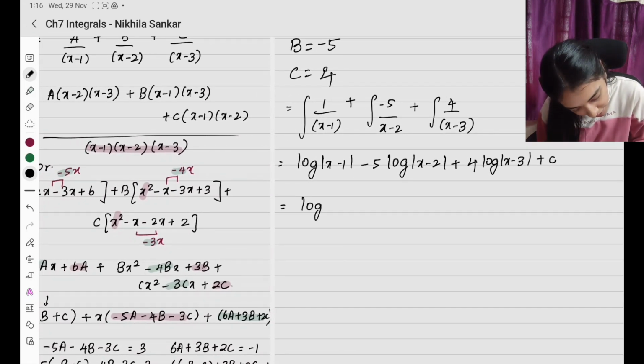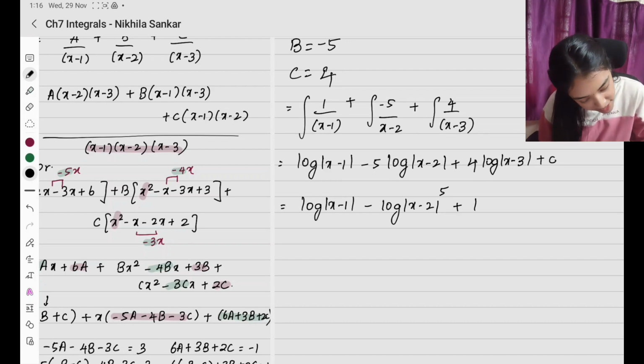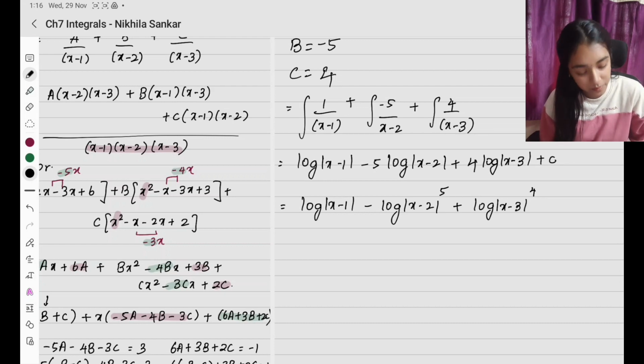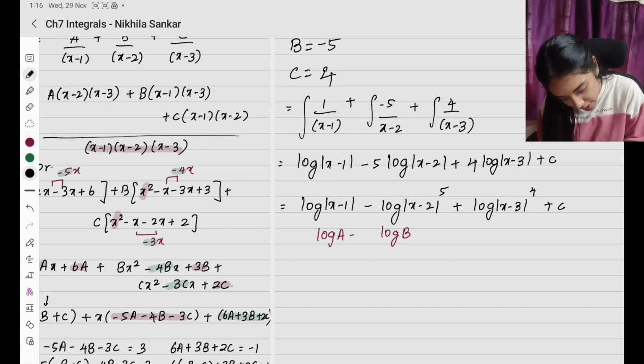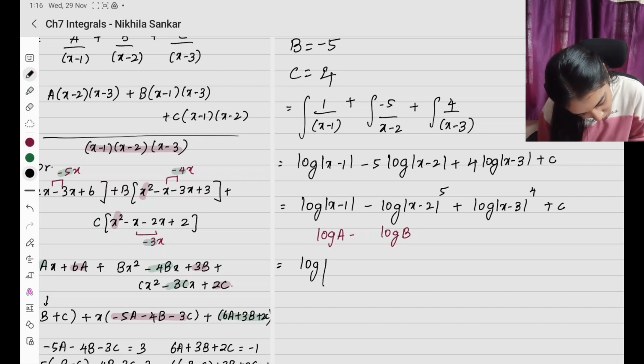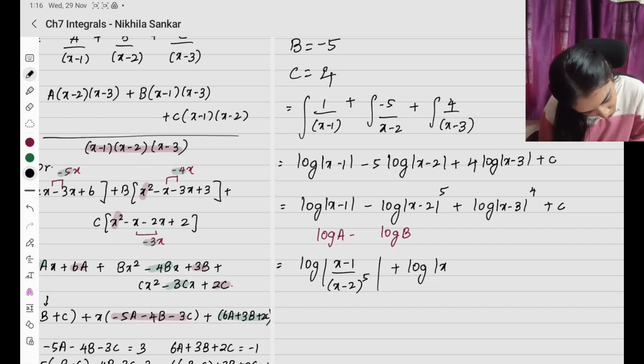So this I can leave like that or I can further simplify. How can we simplify? I have log mod x minus 1, which stays as it is. The minus power 5, I am taking up to the power. So x minus 2 to the power 5. Plus, what is here? Log mod x minus 3 to the power 4. Okay? Plus c. Now this is of the form log a minus log b. So can we write it as log of a by b? So this is log of a by b, which is x minus 2 the whole power 5 plus log mod x minus 3 the whole power 4 plus c.